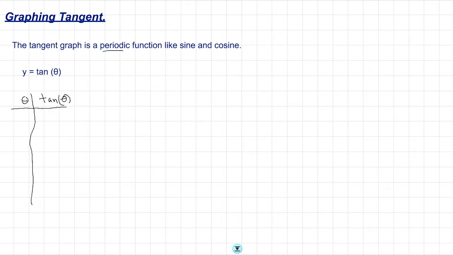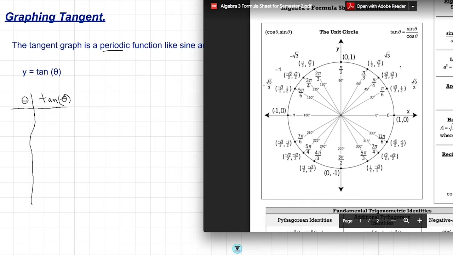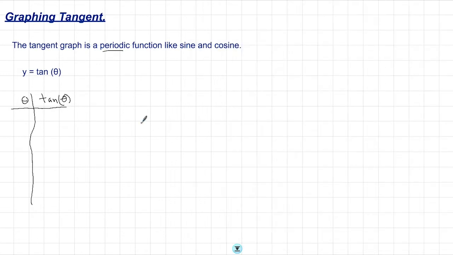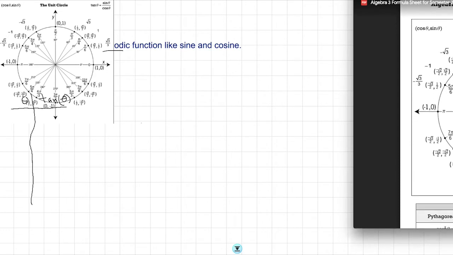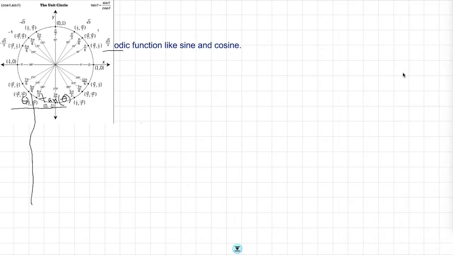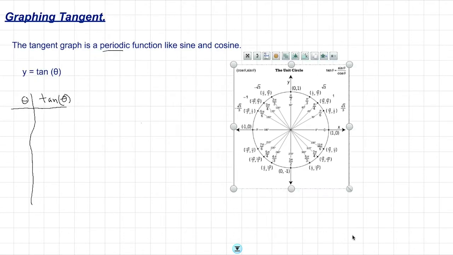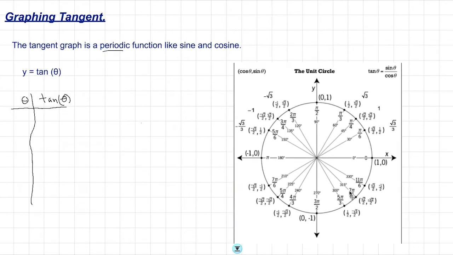And let's start with what do we know about the unit circle? Let me bring our unit circle in here. You can have your unit circle out, that would be great. I'm just going to take a photo of this and drop it in here. That'll give us some values, so when we make our table, we aren't guessing.